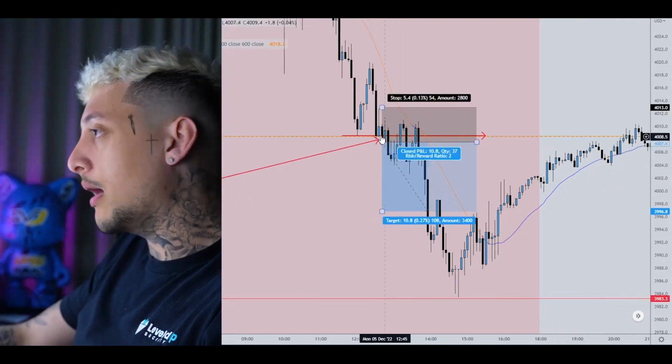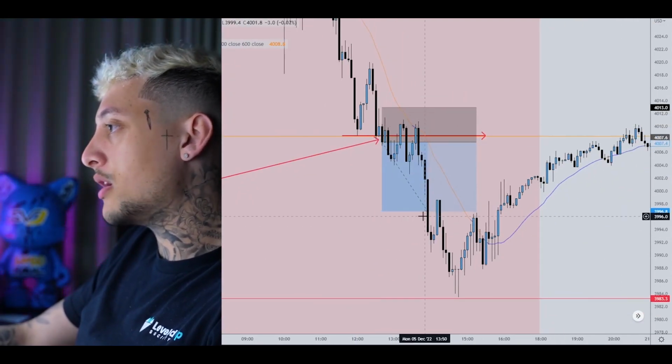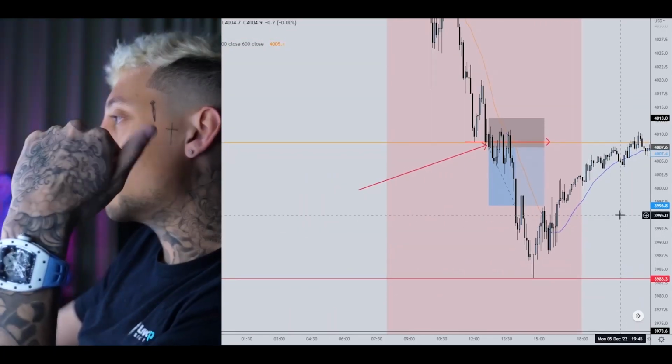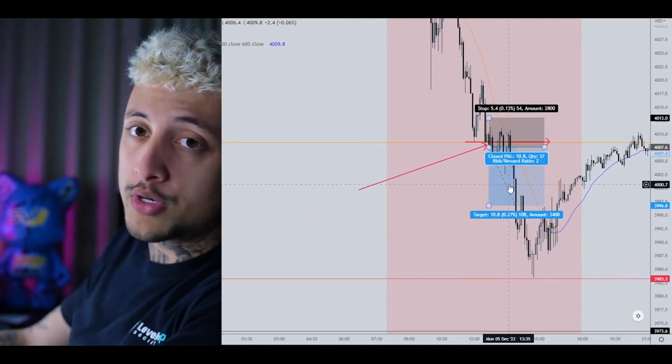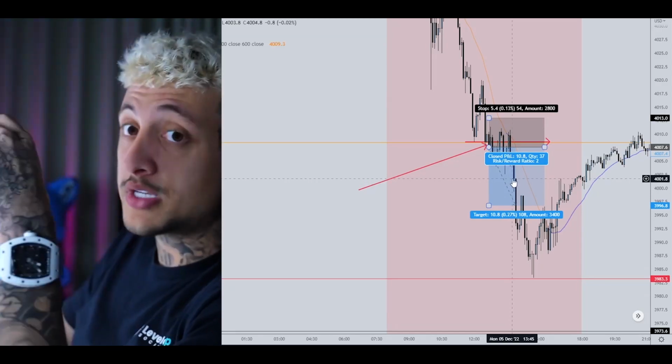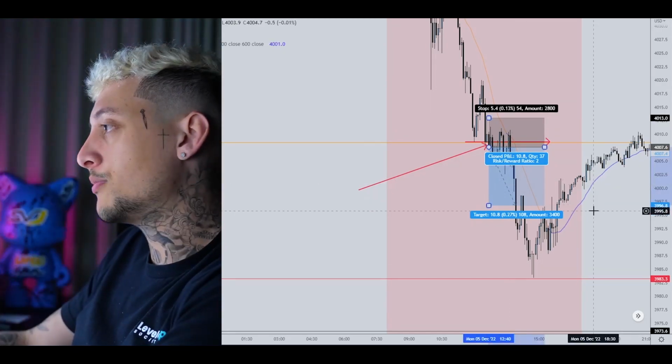And then look at that. Price consolidated for a bit, but then continued to go down and actually make new lows, and you got your 2-to-1 risk to reward ratio. You can also go for a 1-to-1, but for me, I'm always going to go for a 2-to-1 no matter what. Stop loss, I break even at a 1-to-1 risk to reward ratio.